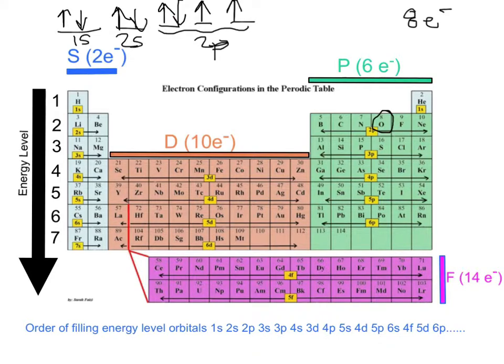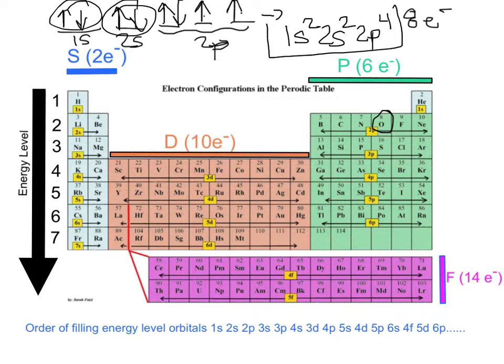Now the way we would write this in the normal easy shorthand way is we write 1s and we count the number of electrons in there. There's 2, so we put 2 there. Then we go 2s, and how many electrons are in that? We have 2 arrows, so that's 2. Then we have 2p, and how many electrons do we have there? We count the arrows. 1, 2, 3, 4, so we put 2p4. And there's my electron configuration shorthand for oxygen.